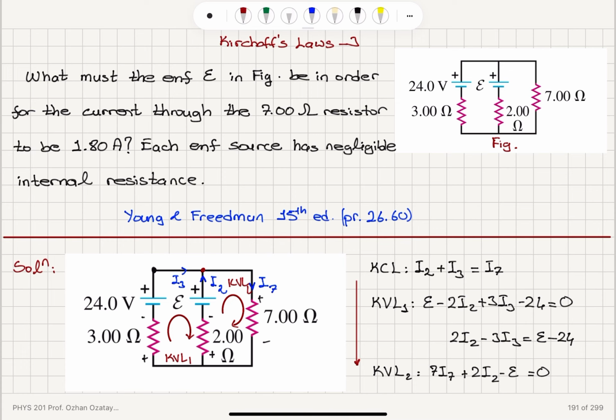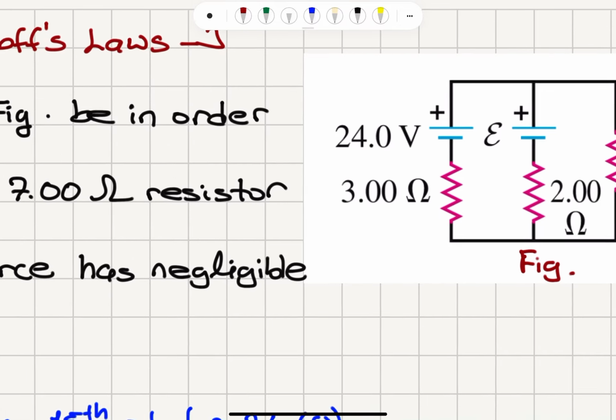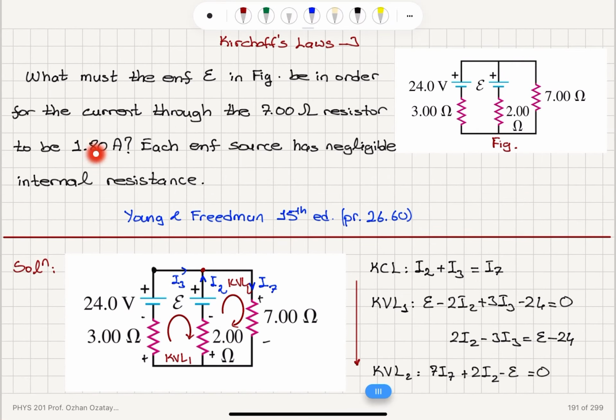Okay, so in this problem, we have a circuit that consists of 3 resistors, 3 ohms, 2 ohms, and 7 ohms. On one branch, I have a 24-volt battery. On the other branch, I have an EMF source with epsilon EMF. And I want the current through the 7 ohm resistor to be 1.8 amps. So I want to know what should be the value of epsilon.